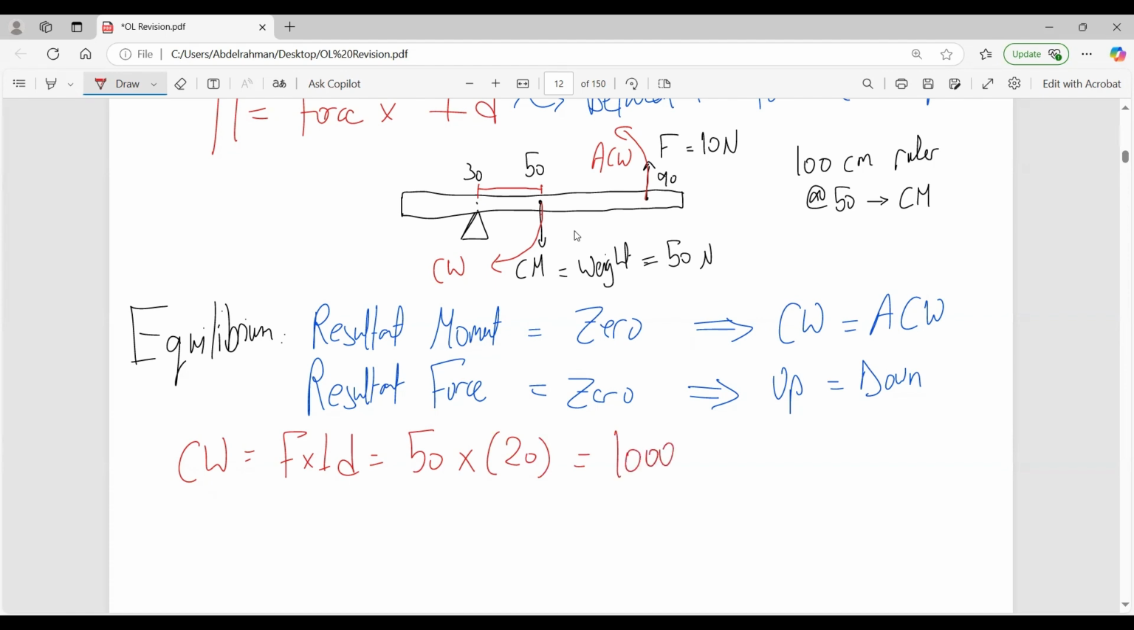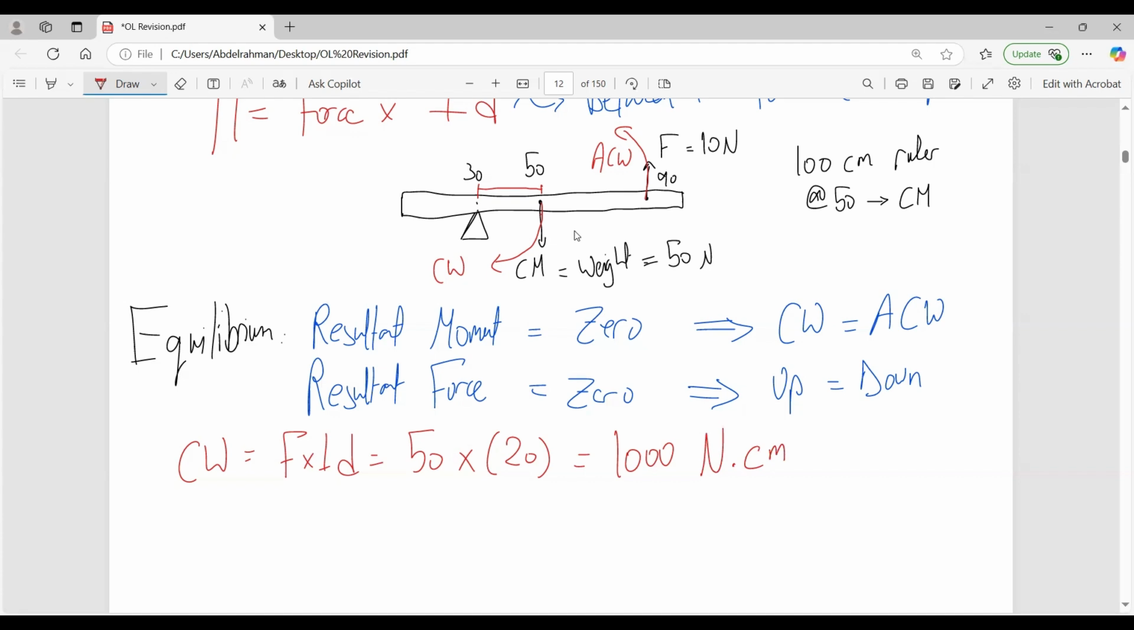What is the unit of the moment? Force times perpendicular distance, so it's Newton dot. This is a 100 centimeter ruler, so Newton dot centimeter. It could be Newton dot meter, Newton dot centimeter, Newton dot millimeter, whatever. But Newton dot something. Sometimes you could ignore the dot. So Newton meter, Newton centimeter, or whatever.